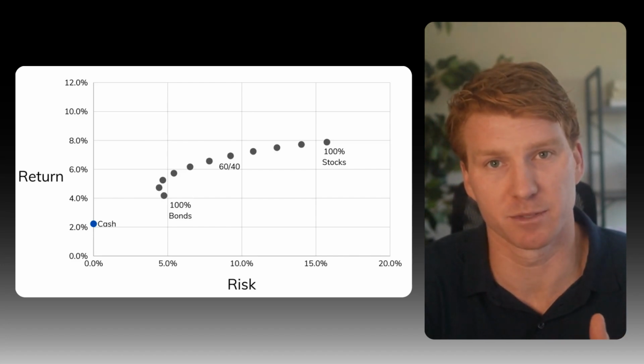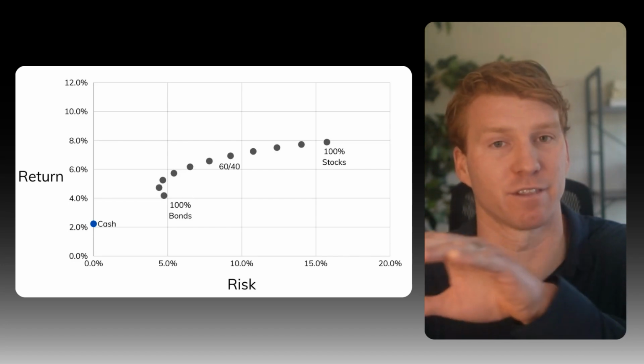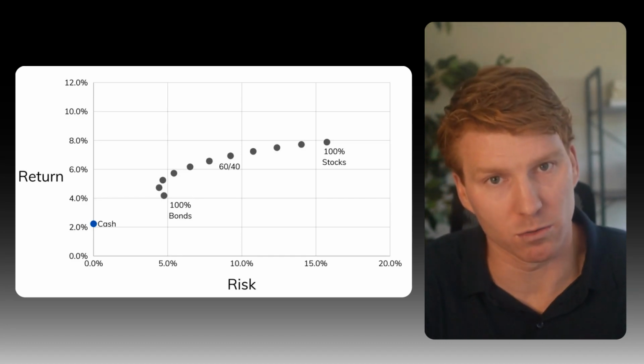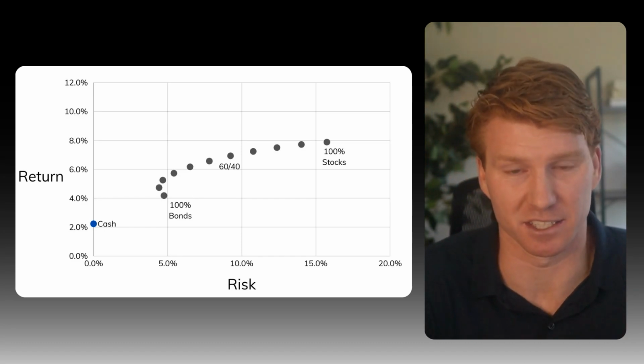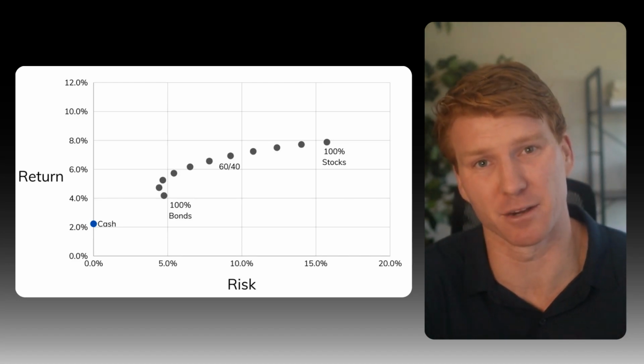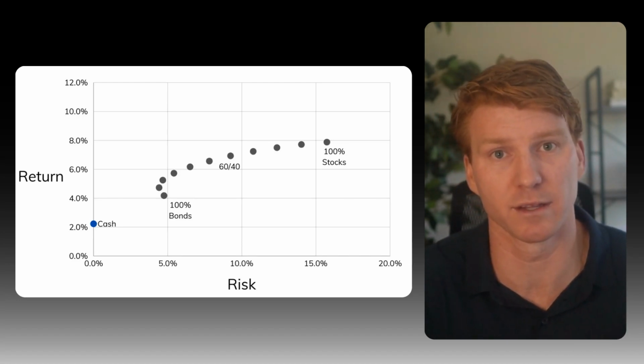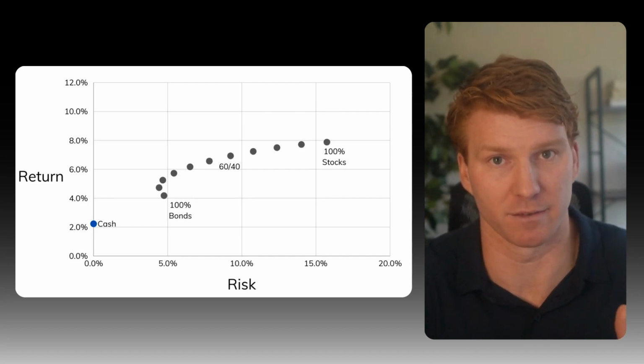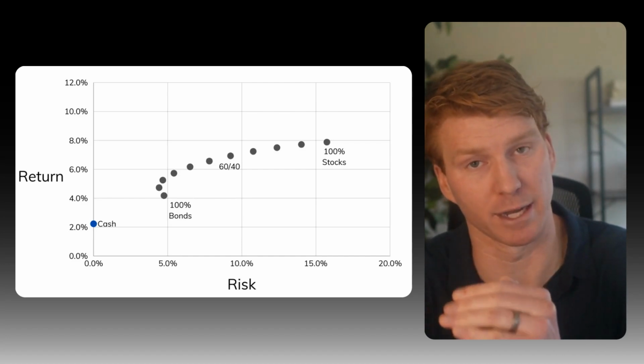A key item to note on this graph is how the line flattens out as you approach 100% stocks. At the lower risk levels, as you add stock exposure, you get a better boost to returns relative to the additional risk you assume. You're moving up in this graph similarly to how you're moving to the right.